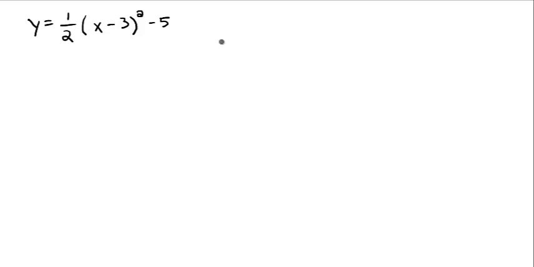Alright, in this video we want to graph this parabola. So the first thing that we're going to do before graphing is just call out all the different parts of the graph, like the focus, directrix, the vertex, all that stuff. So let's call out our A, H, and K values first to do that.